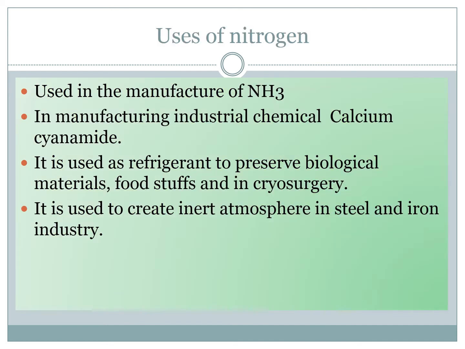Uses of nitrogen. Nitrogen is used in the manufacture of ammonia. It is also used for preparing industrially important chemicals like calcium cyanamide. It can also be used as a refrigerant for storing foodstuffs and in cryosurgery, that is surgery happening at low temperatures. It can also be used to create inert atmospheres in the steel and iron industry.